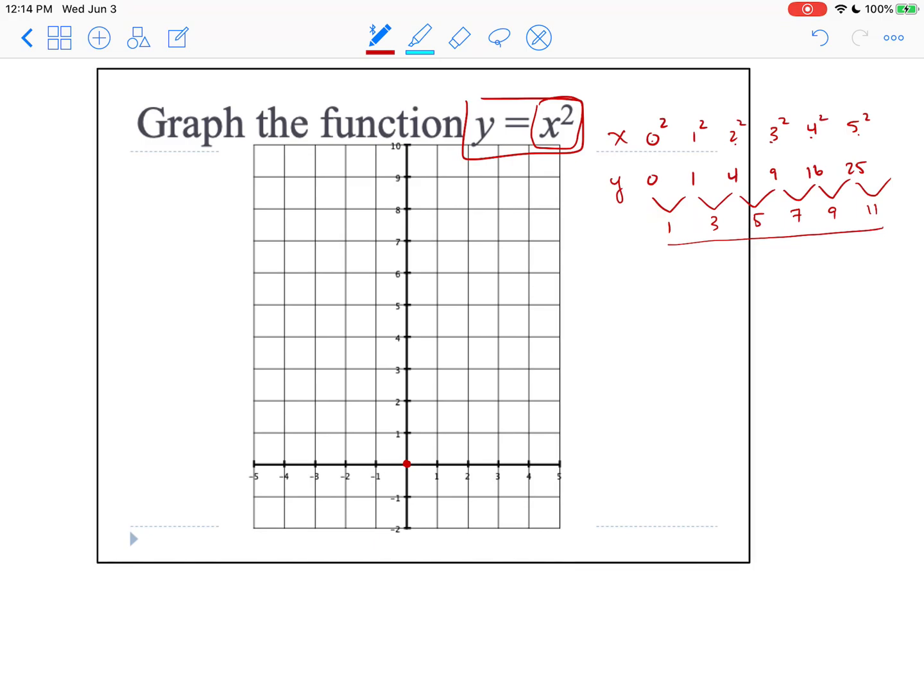I start here at (0, 0), and I go up 1, out 1. I go up 3, out 1. I go up 5, out 1. And then I would go up 7, out 1, up 9, out 1, up 11, out 1. And that gives me my quadratic shape, my parabolic shape.